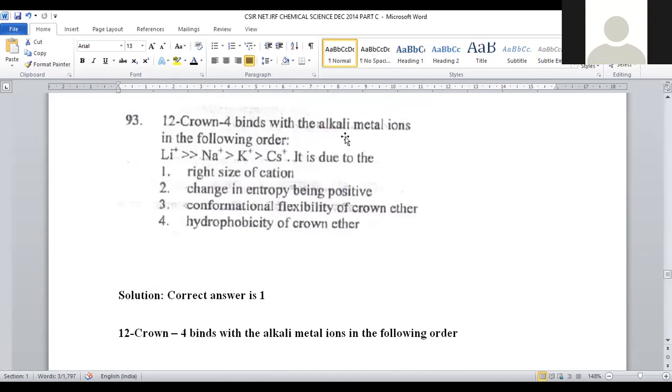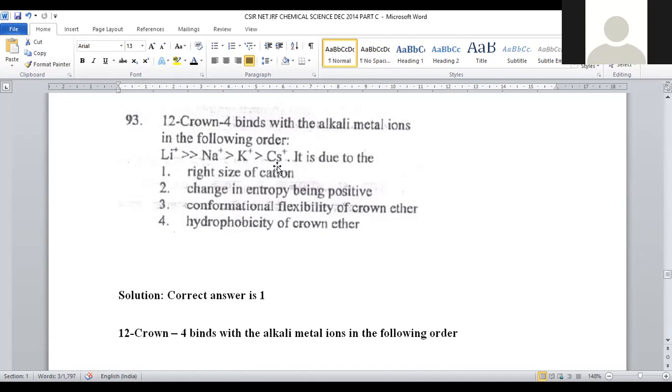12 crown 4 binds with the alkali metal ion in the following order: lithium, sodium, potassium, cesium. This will be the correct order for 12 crown 4. Crown ethers are nothing but cyclic organic compounds consisting of ether units, which are incorporated in that system. So if they are used to bind with alkali metals, what will be the reactivity? Lithium is more reactive, followed by sodium, followed by potassium, followed by cesium.